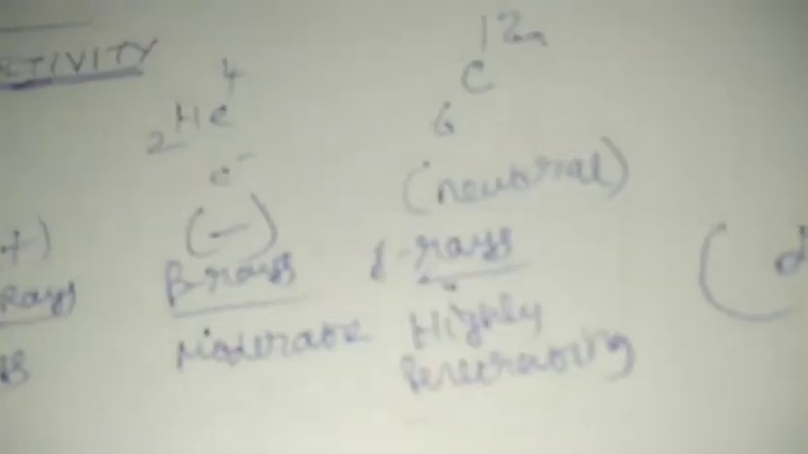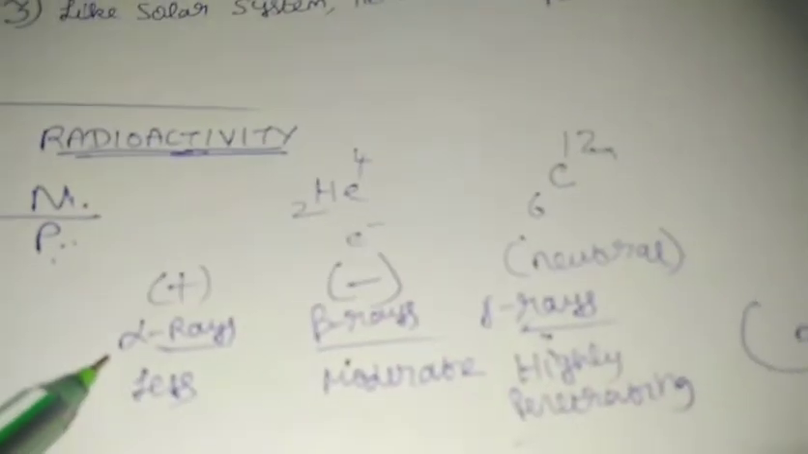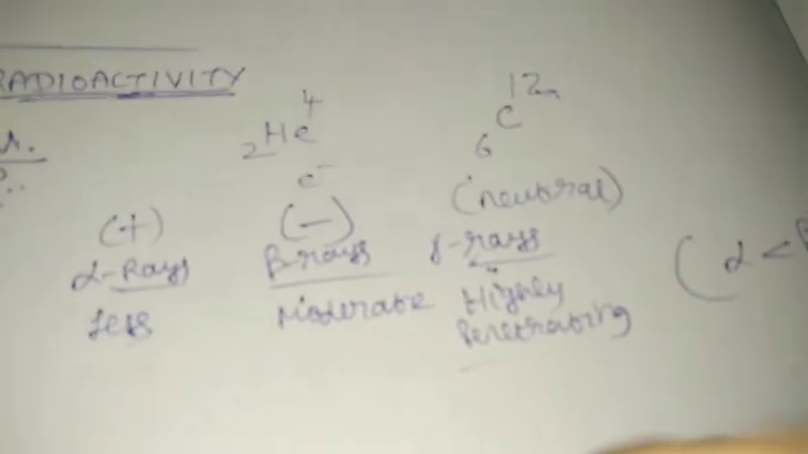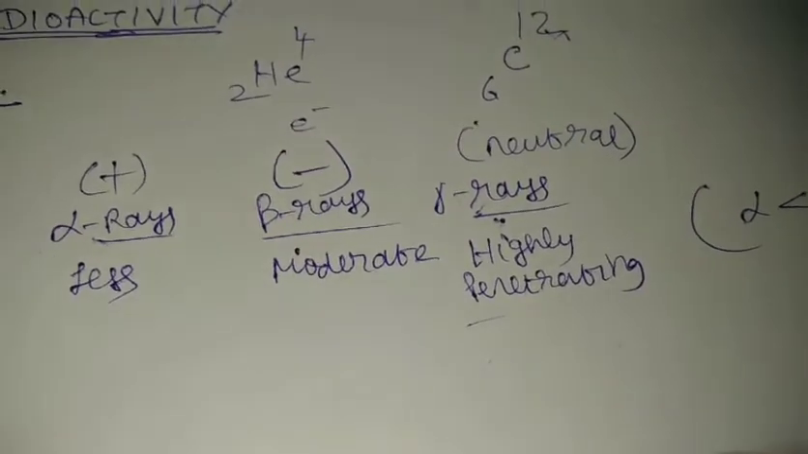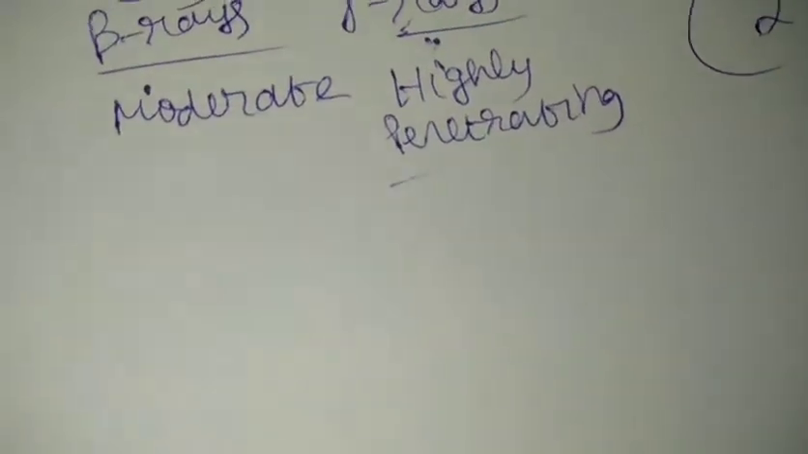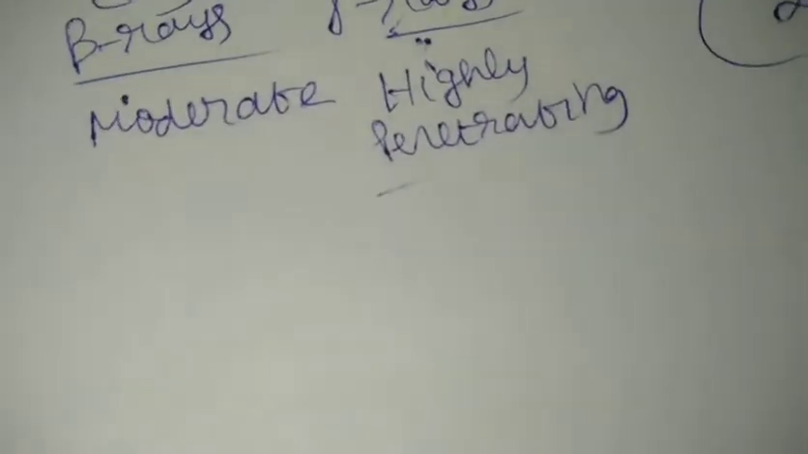If you want, I'll say one thing. These gamma rays are actually high energy radiations like X-rays which you see in hospitals, and they do not consist of any particles. That is the main catch over here. Alpha particles consist of helium 2 plus nuclei. Beta particles are negatively charged, meaning electrons. But gamma rays do not contain any particles. So that was about radioactivity.